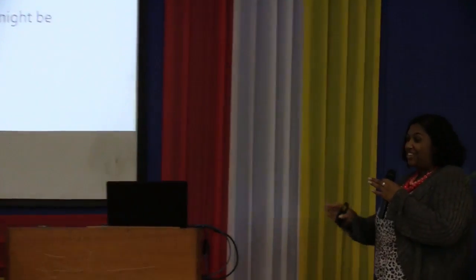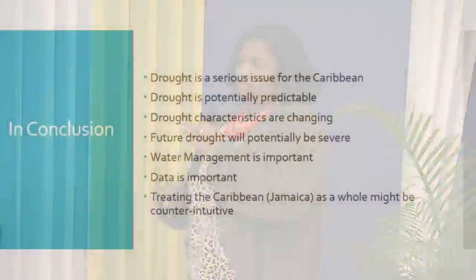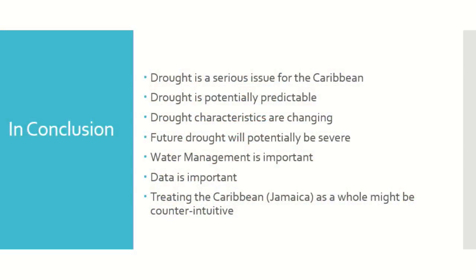And it is potentially predictable, but the characteristics are changing, and the future drought is potentially going to be very severe for the Caribbean. So at that point, water management is going to be important, data is going to be important, but we need to stop treating the Caribbean and Jamaica as one line, one time series. We need to take into account the different areas.